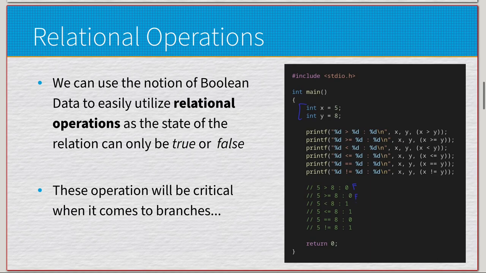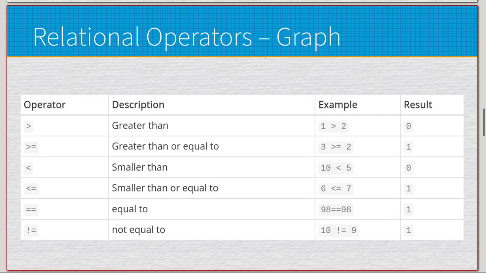5 is less than 8, that is true, so we get 1. 5 is less than or equal to 8, also true, so we get a 1. 5 is equal to 8, not true, so we get false. And then 5 is not equal to 8, this is true, we get 1. You can see us doing the operations right over here. And then there is a graph here kind of to describe what's going on. So you can see the operator here on the left hand.